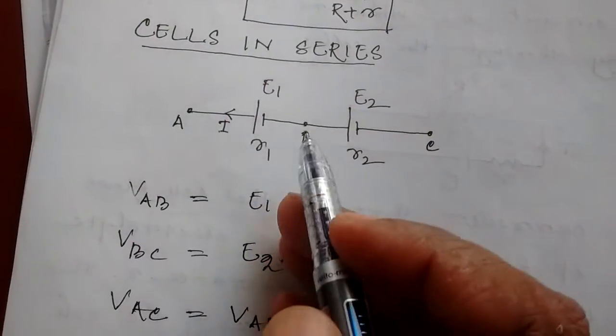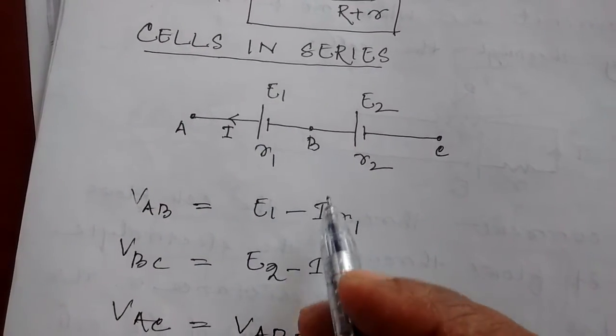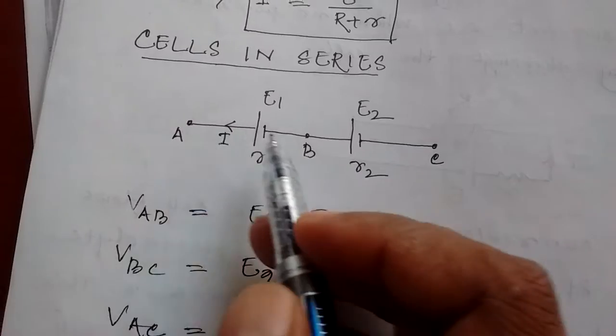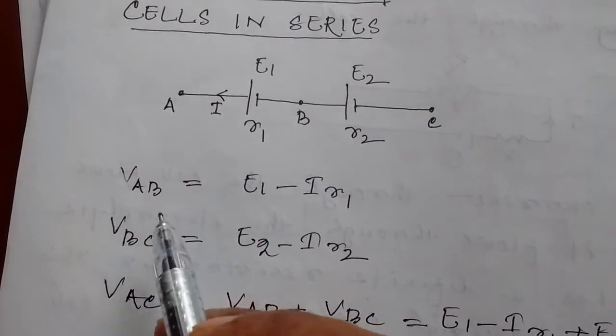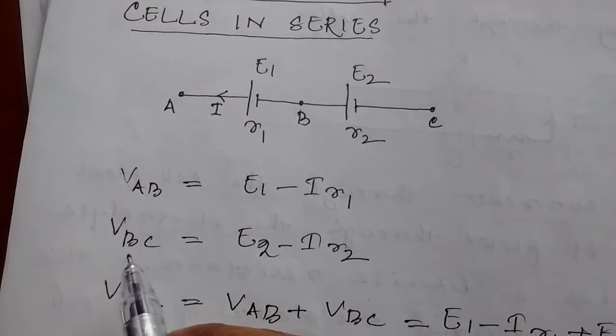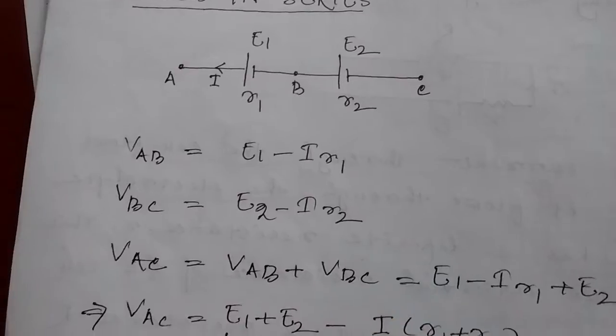VAB is equal to the equation of cell 1, E1 minus IR1. There is a common current I flowing through these two cells, since they are in series. VAB is equal to E1 minus IR1. VBC is equal to E2 minus IR2. This is the equation of the second cell.